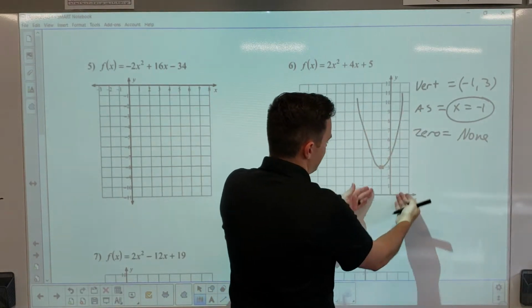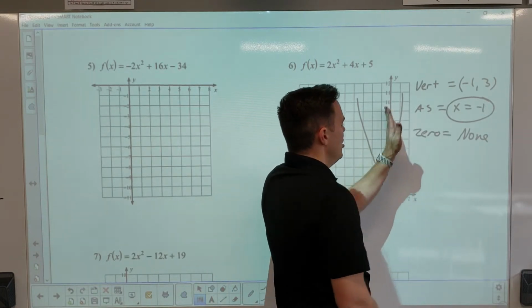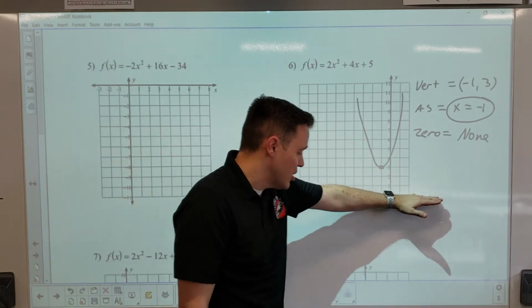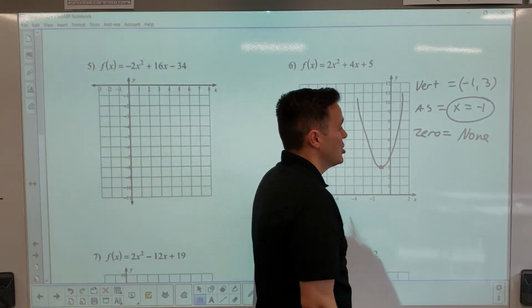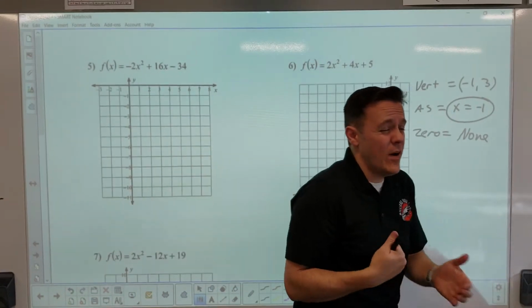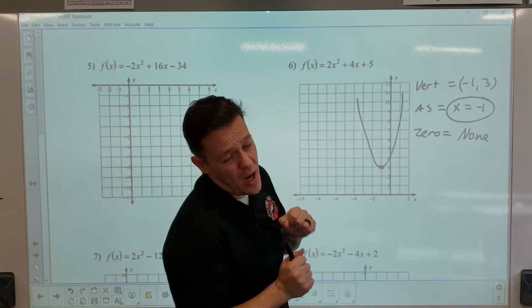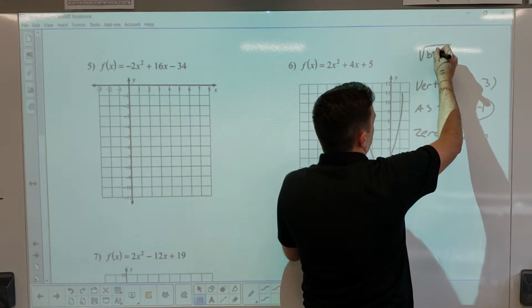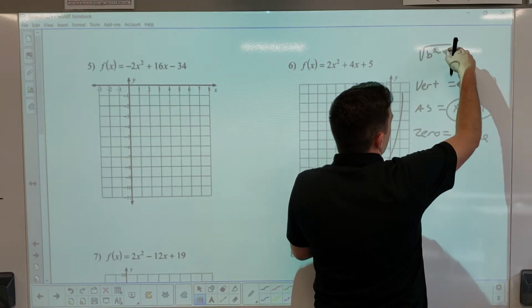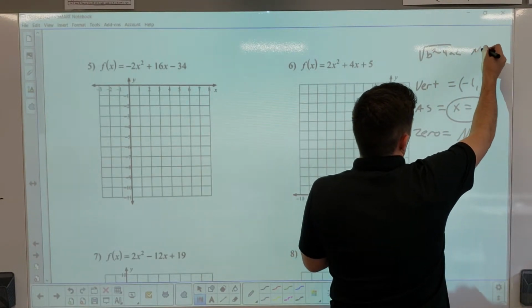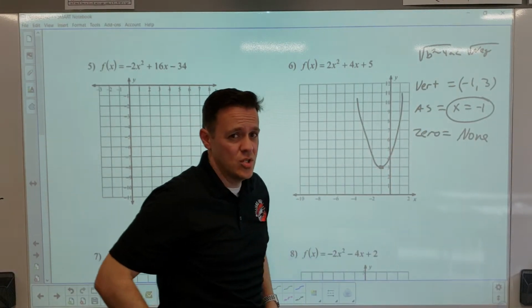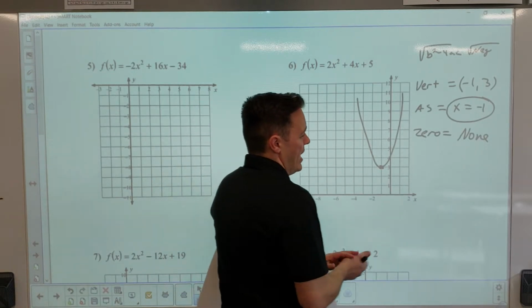This graph does not cross the x-axis. Sure, it crosses the y, but we don't care about that. We're talking about the solutions, the x's. Knowing that, if I were to do the quadratic formula with this problem, the square root part, the b squared minus 4ac, would be a negative number. And if it's negative, that means there are no real solutions. So I do know that aspect.